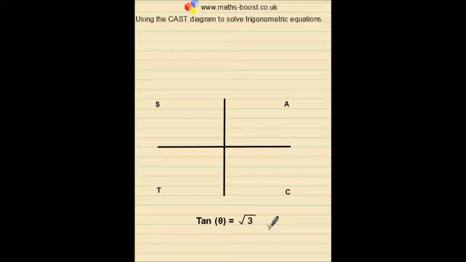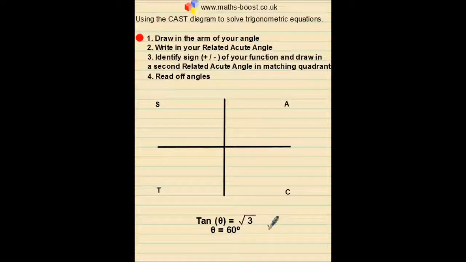We'll do one more. Here we have tan theta equals root 3. We'll use our calculator to give us at least one potential solution, theta equals 60 degrees. And then we'll use our method as before. So we'll draw in the arm of our angle, 60 degrees. I'll write in my related acute angle. Tan is positive in this quadrant. The other quadrant where tan is positive is here. And so I'll write in a second related acute angle in this matching quadrant.